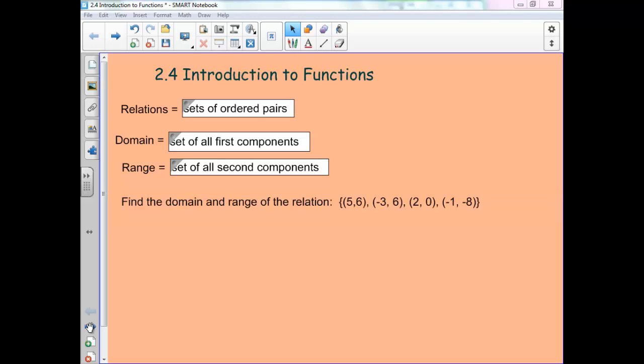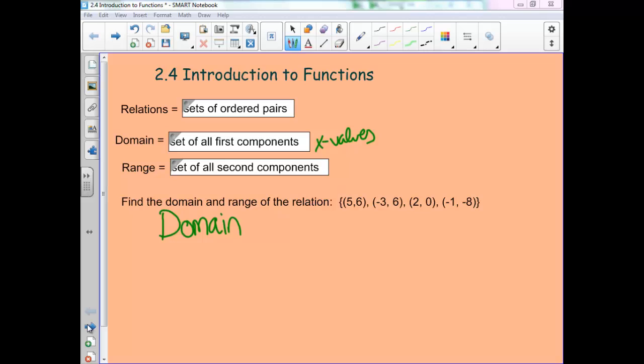Range is all the second components when we talk about ordered pairs. So, we're going to find the domain and range of this relation. So the domain is all of the first components, or all of our x values. So we just write our x values. So we've got 5, -3, 2, -1.